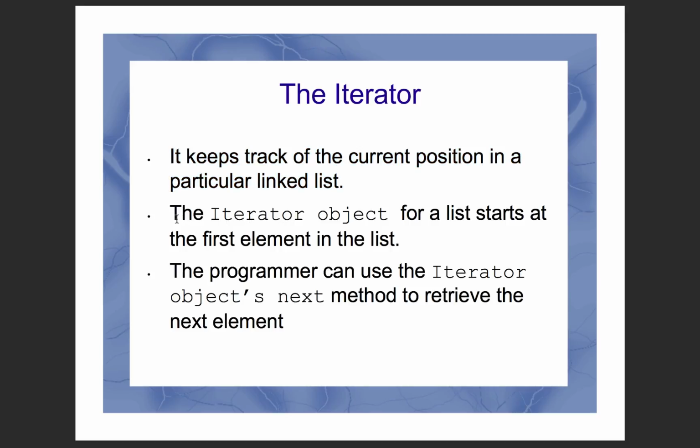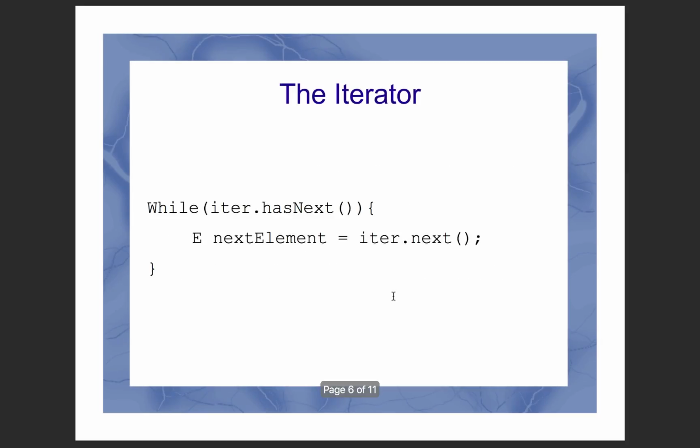You need to create an object of the iterator, and the iterator object starts from the first element of the list and keeps track of each node. Whenever you need any node, you can return that node right away. You don't need to call the get method, because the get method runs another for loop, so you can skip that extra loop. The programmer can use the iterator object, which has a next method. That next method returns the next node. So let's see the implementation.